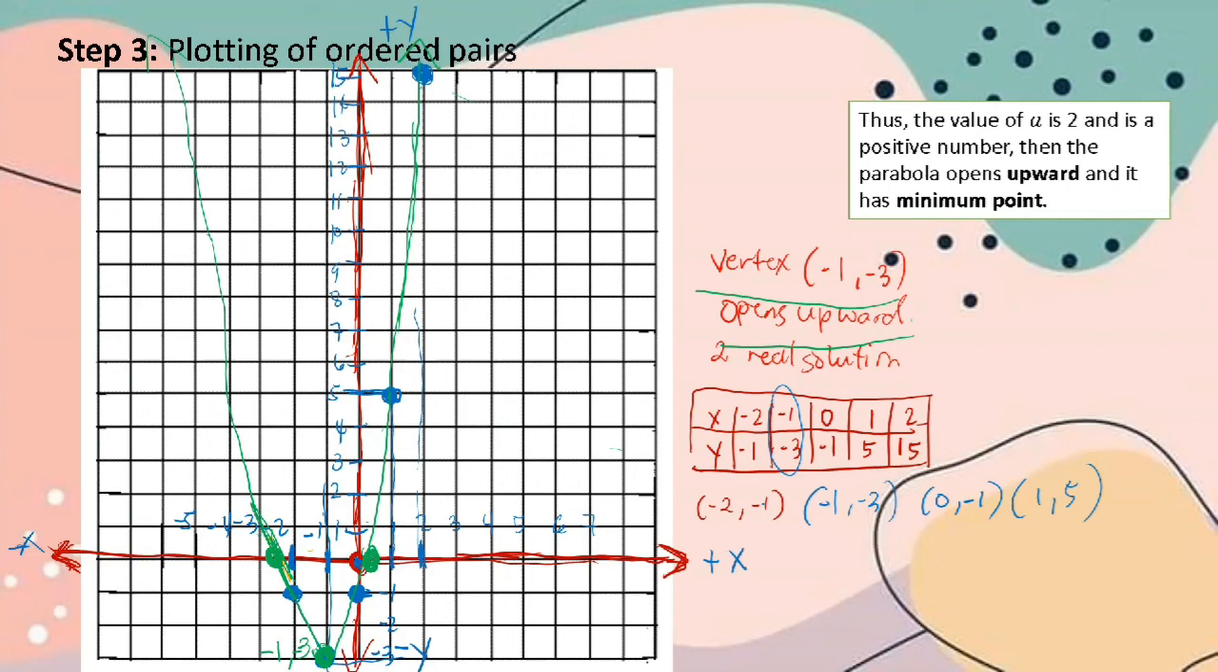We need to consider the three steps. First, the vertex and the discriminant or the solution. Second, the table of values. And the third one is plotting the ordered pairs na nakuha natin sa table of values sa ating Cartesian plane.